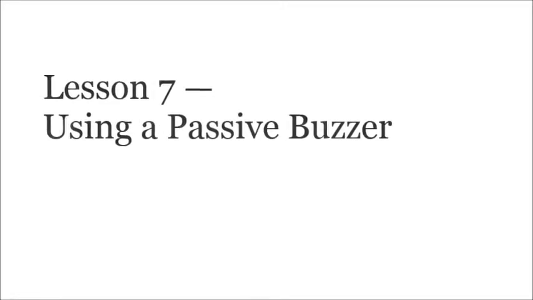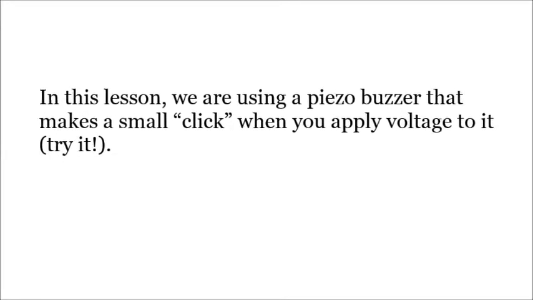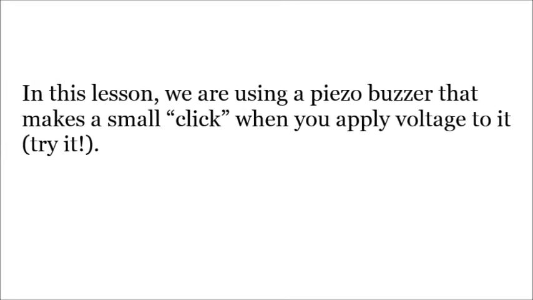Lesson 7. Using a passive buzzer. In this lesson, we are using a piezo buzzer that makes a small click when you apply voltage to it. Try it.